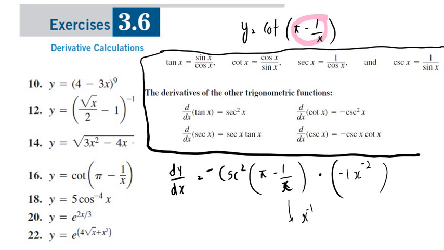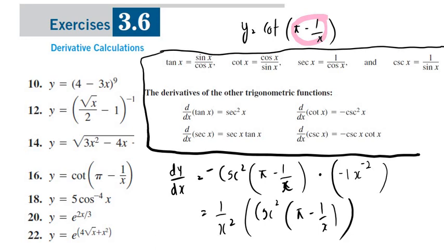Let me first draw the baby function. I'll erase this so that we have enough space. So we take this minus close to the equal sign, and minus times minus we get plus, so we have 1 over x squared secant squared of pi minus 1 over x. Let's do 18 next.